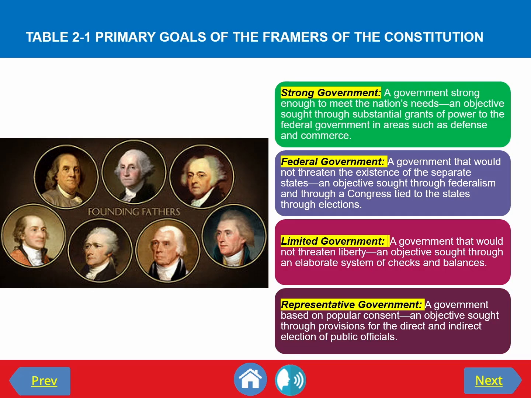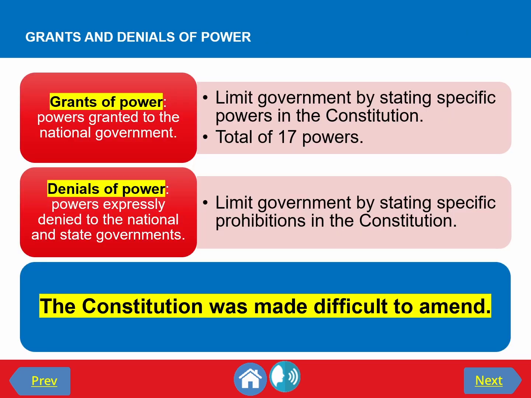And last, a representative government, a government based on popular consent, an objective sought through provisions for the direct and indirect election of public officials. One of the most important functions of a written constitution is to explicitly list powers that may be exercised by the government, clearly list powers that are denied to the national and state governments, and to lay out a process by which changes could be made, within the limits of law and conforming to the popular will of the people and the states.